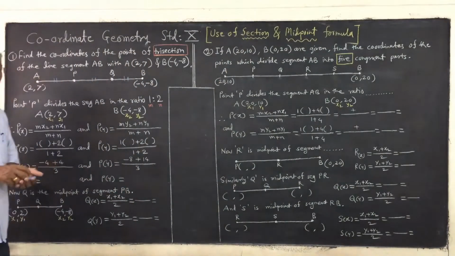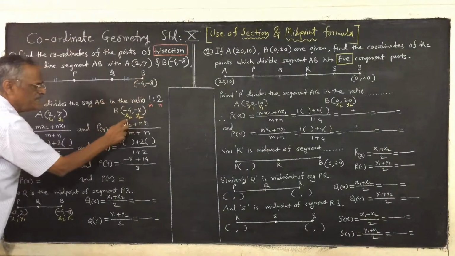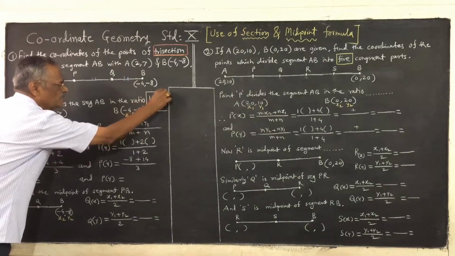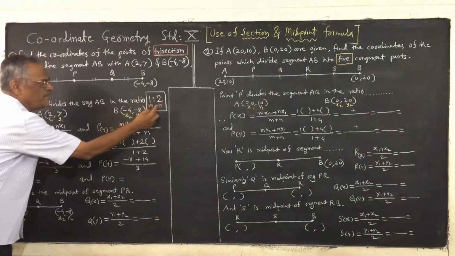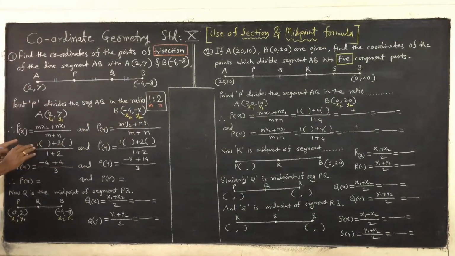Remember the section formula and see A point it will be x1 y1, B point it is x2 y2, and ratio, the ratio value m is to n is 1 to 2, 1:2. So substitute the values properly. What is that? 1 into x2. x2 is -4.